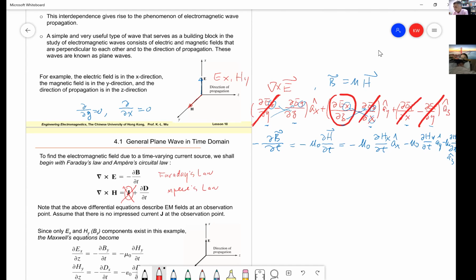Okay, then how about this term? This term is also 0, right? Because we don't have a y component for the electrical field. So this is gone. When you look at the curl of E, we only have one component left, which is this. All right.